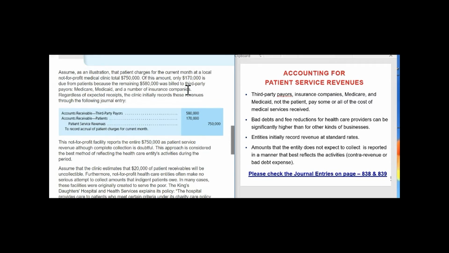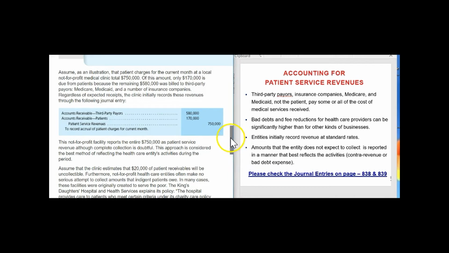Now, how are they going to record it? First, they will recognize their entire amount of revenue. So they will credit patient service revenue the whole amount, $750,000, and then they're going to split it up, because they have two types of accounts receivable. One, they are expecting to receive from those third-party payers, so they will categorize it as accounts receivable, third-party payers, this $580,000, and accounts receivable, patients, the rest, which is $170,000.